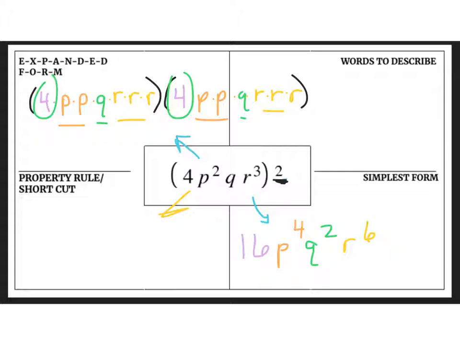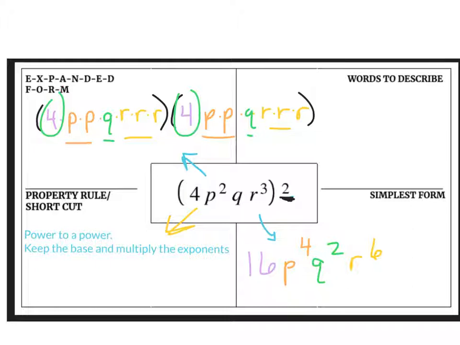So what rule is this? What property is happening here? This is power to a power. Okay, so as power to a power, keep the base and multiply the exponents. So some things to keep in mind here. This 2, we did 4 to the 2nd power, which was 16. And then we multiplied the exponents, which was p4. And then there's no exponent here or a 1 to get q2. And then 3 times 2 is 6. So that would have been the shortcut.